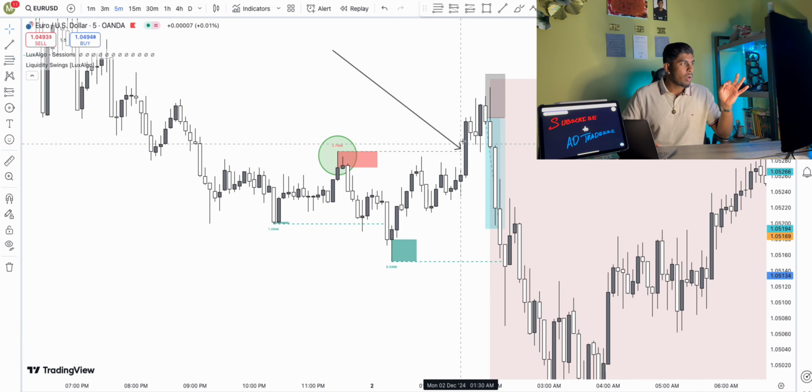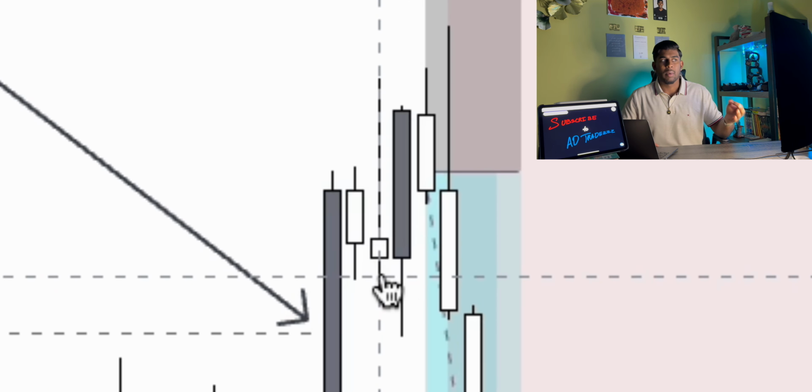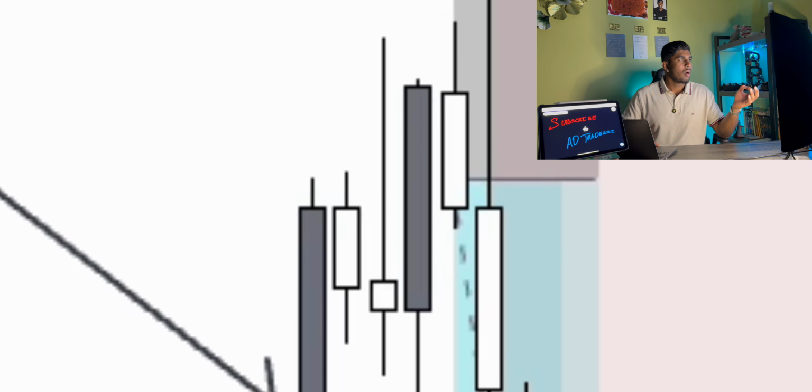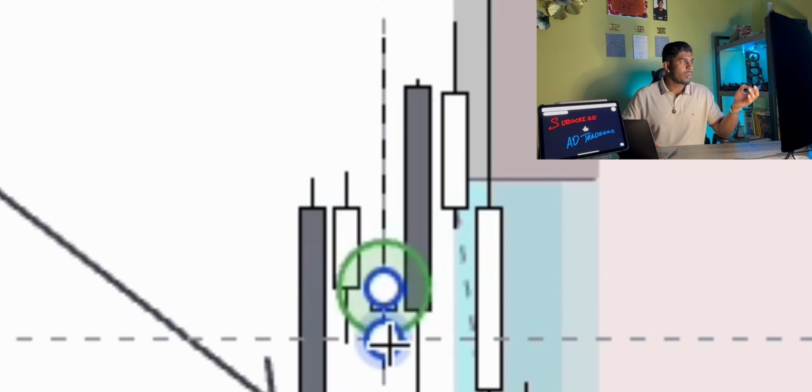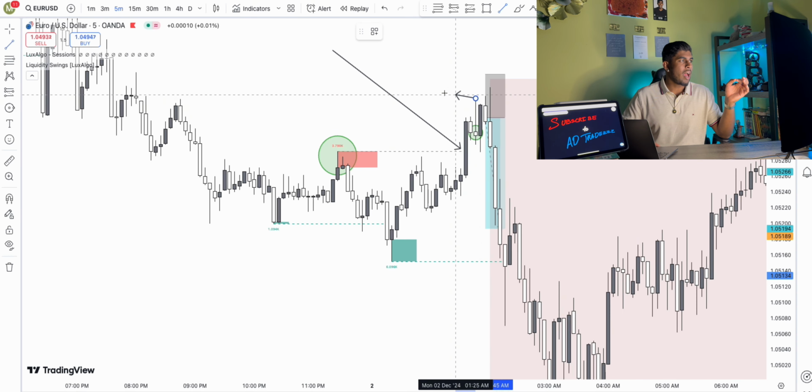Now right here, right after the liquidity sweep, we had a huge candle. I call this a hammer because it looks like a hammer, right? We have a huge bearish hammer, okay? Right here, this one right here. We have a huge bearish hammer. What makes it a hammer?